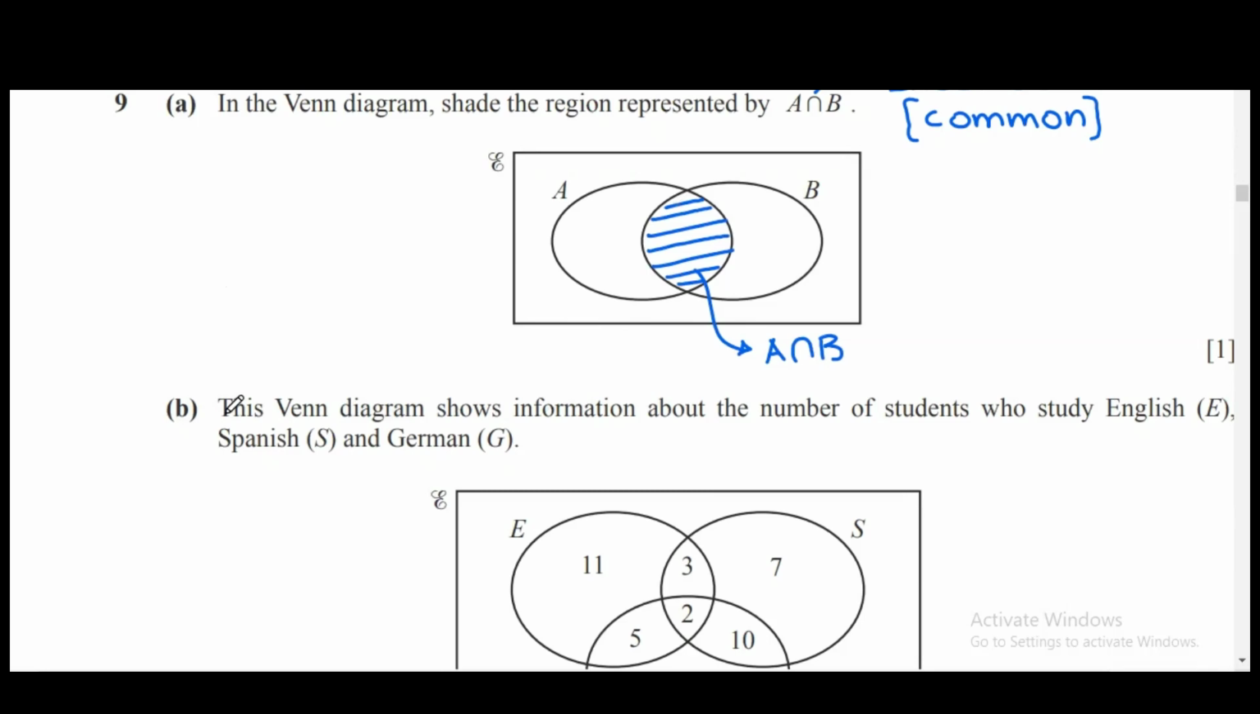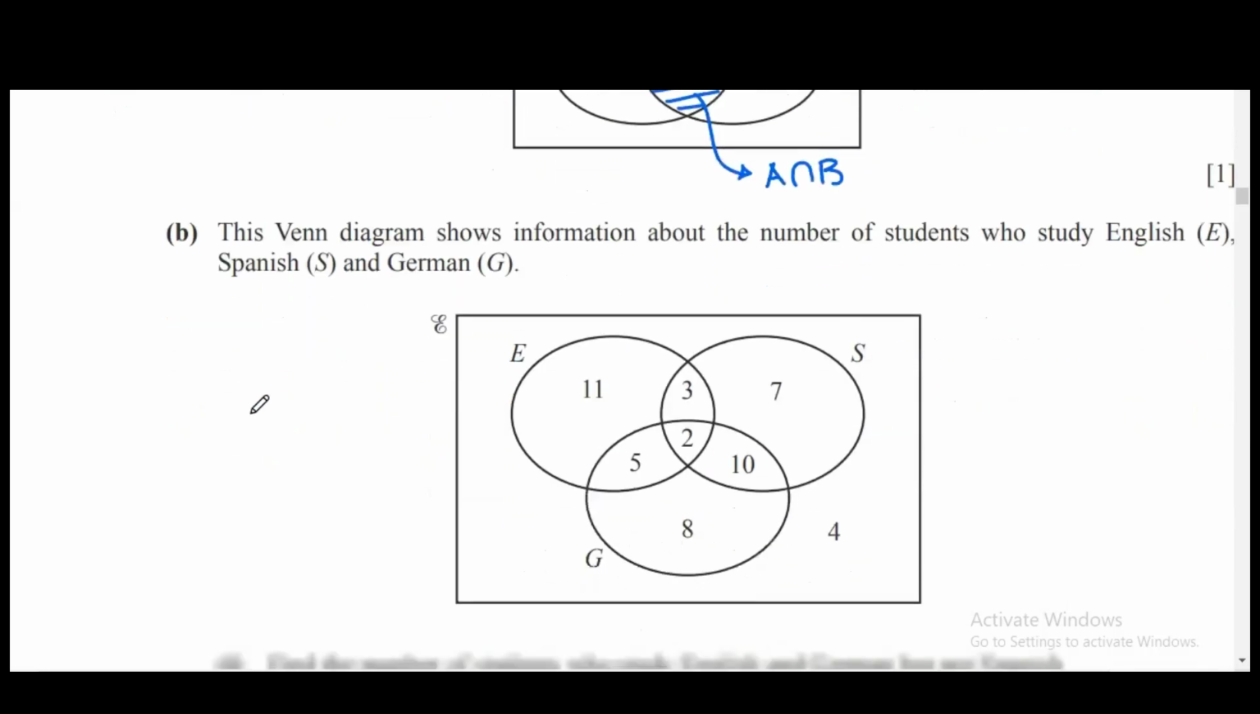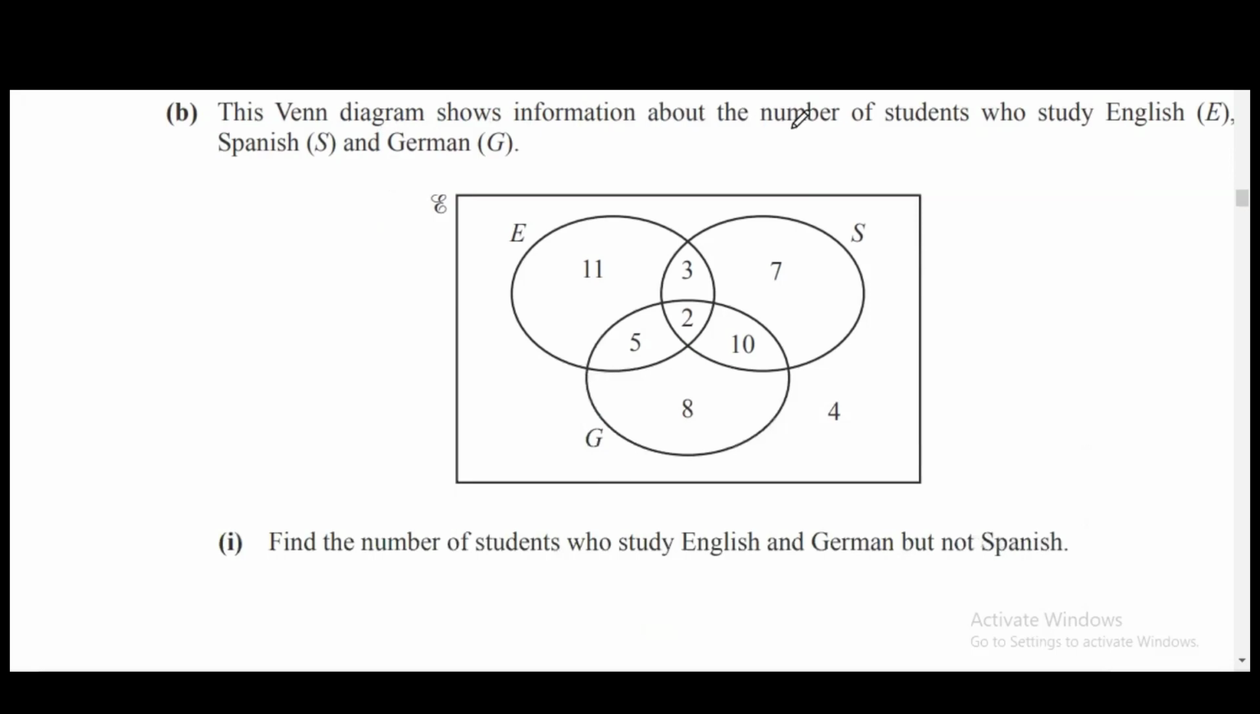Now in question number 9, part B. The Venn diagram shows information about the number of students who study English denoted by E, Spanish denoted by S, and German denoted by G. Find the number of students who study English and German, but not Spanish. First mark the part for English and German. This part is for the students who study English and German. There are 7 students who study English and German.